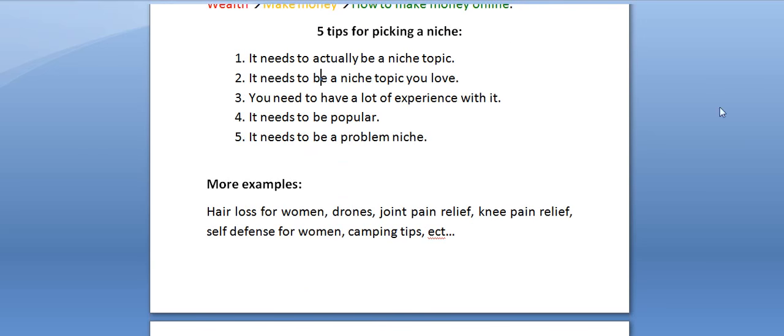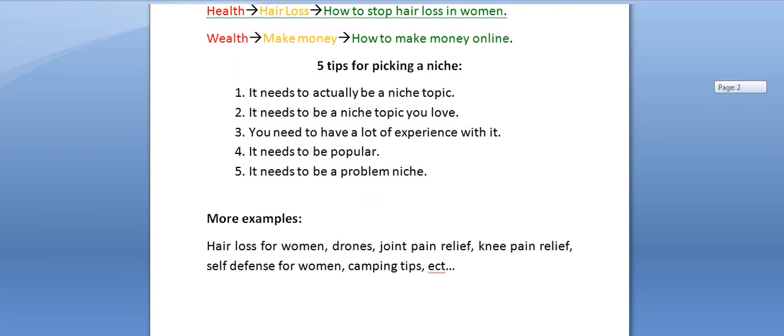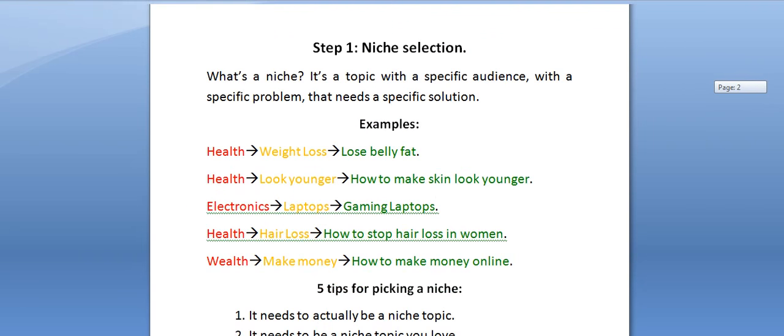And here's a couple of other examples, which basically use all 5 of these topics: hair loss in women, which I said before, drones, joint pain relief. That's a problem niche. People have issues with joint pain all the time. Knee pain relief is another example of joint pain relief, but it's actually another niche topic. Self-defense for women, camping tips, all this kind of stuff. I have a lot of experience with many of these topics, so naturally this is why I listed it. But it covers all 5 of these tips, and they're all green niches. So that basically explains the niche topic.